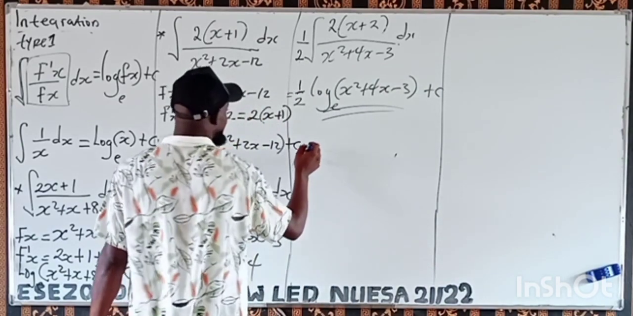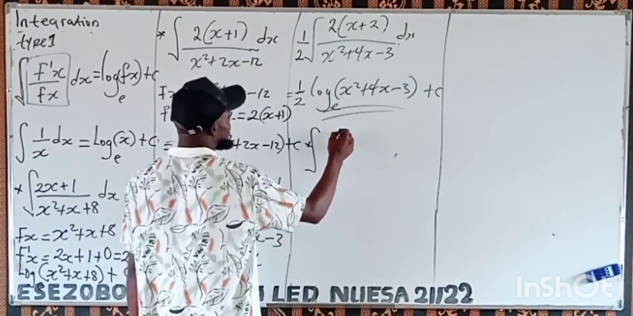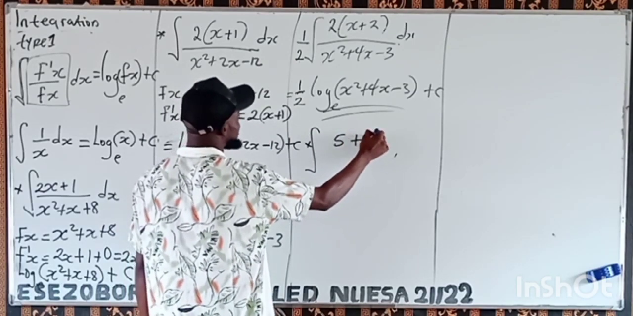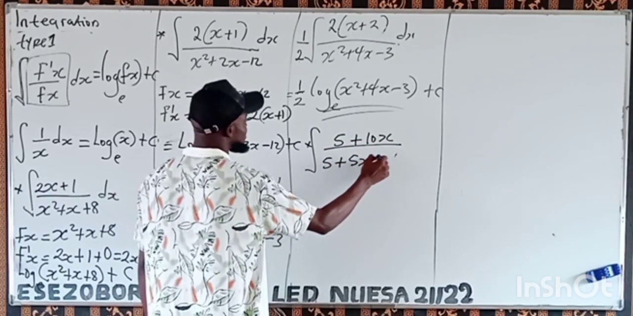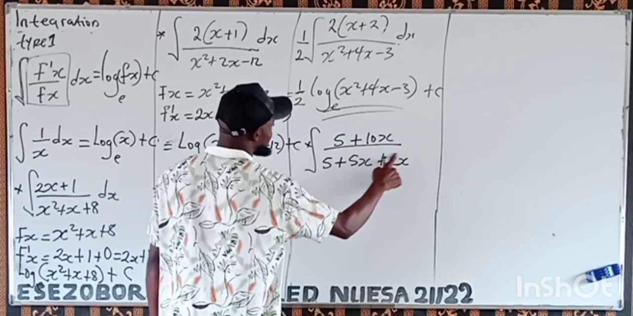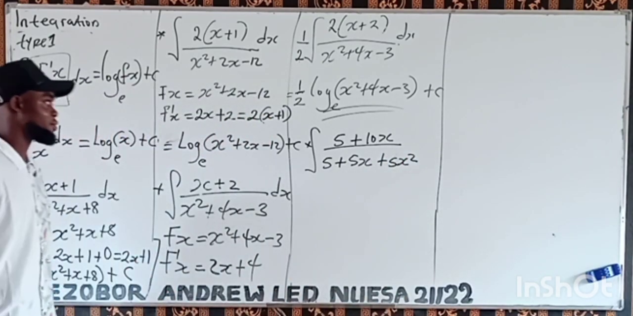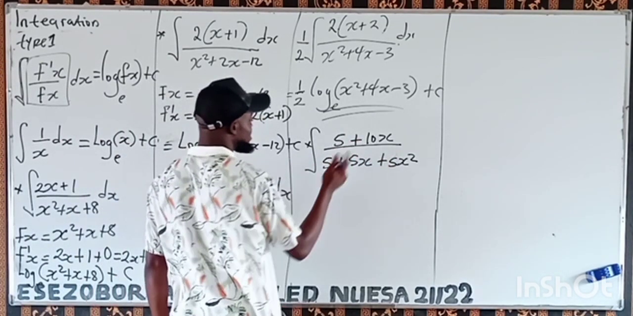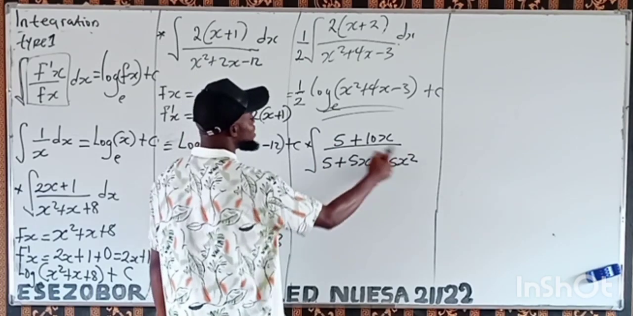So let's do this. Let's have integral of 5 plus 10x over 5 plus 5x plus 5x squared. Let's do this to see what we're going to have. Let's check. If I differentiate this, in another this, 5 becomes 0. Differentiate 5x, 5. Differentiate 5x squared, 10x.